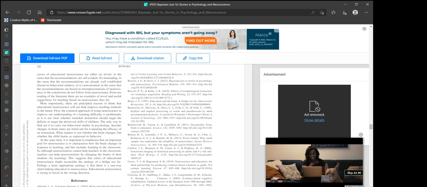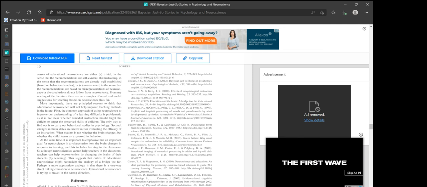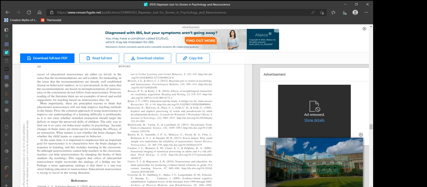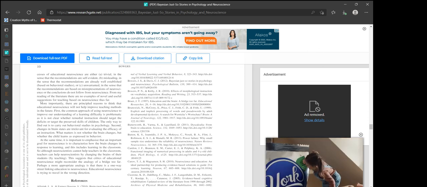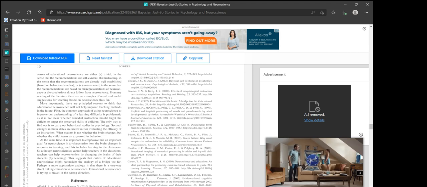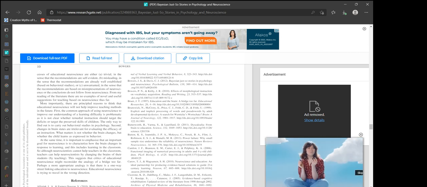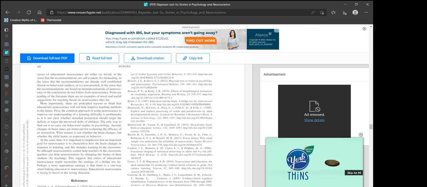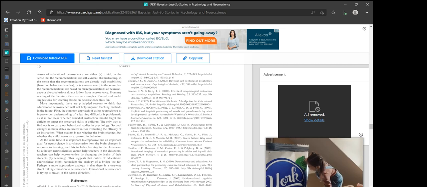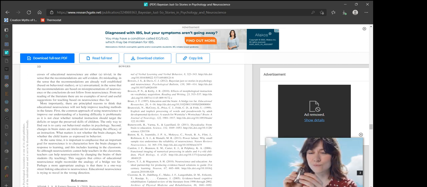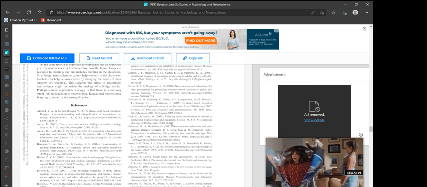At the same time, it is important to emphasize that an important goal for neuroscience is to characterize how the brain changes in response to learning, and this includes learning in the classroom. So although neuroscientists cannot help teachers in the classroom, teachers can help neuroscientists by changing the brains of their students by teaching. This suggests that critics of educational neuroscience might reconsider the analogy of a bridge too far. Perhaps a more appropriate analogy is that there is a one-way street linking education to neuroscience. Educational neuroscience is trying to travel in the wrong direction. The end.